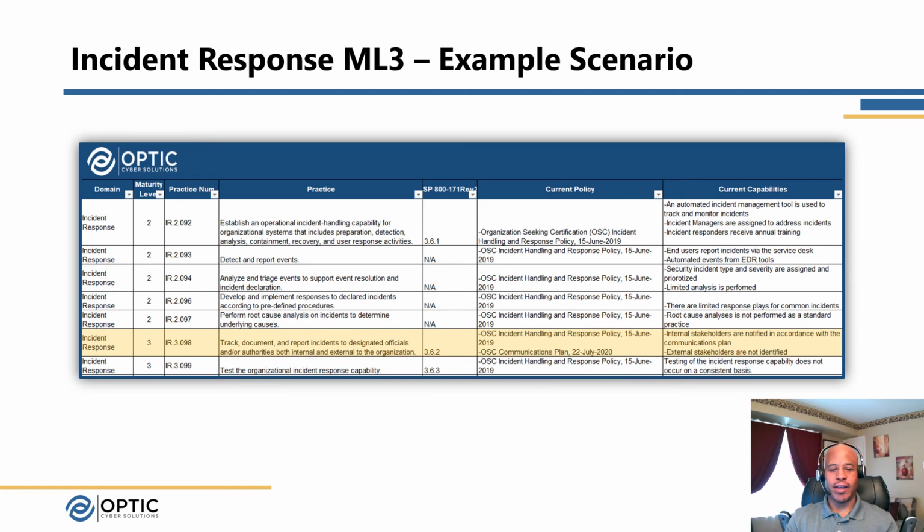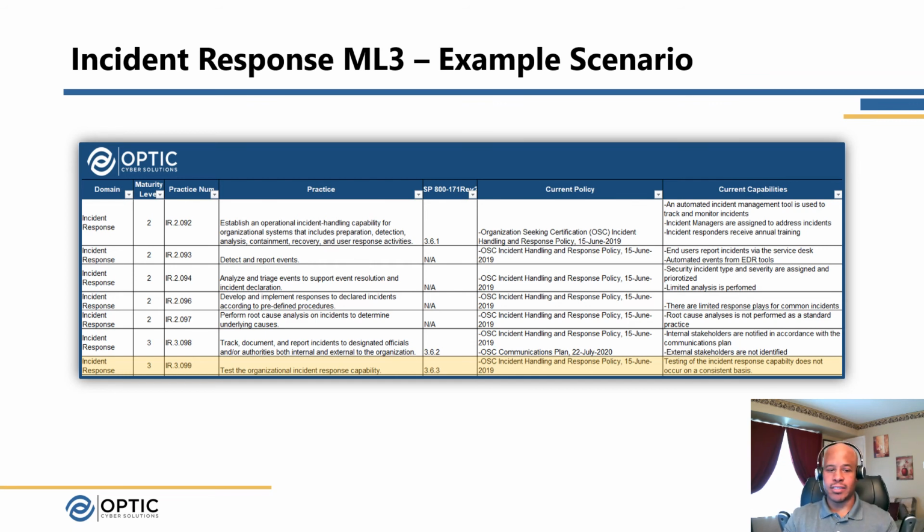The next practice is around tracking, documenting, and reporting incidents to designated officials. In this case, it looks like they have both the incident handling and response policy as well as a communications plan for the OSC dated 2020. It looks like internal stakeholders are notified in accordance with the communications plan, but external stakeholders are not defined. And finally, we have testing organizational incident response capability. In this case, the organization does not test the incident response capability on a routine basis. That's just a quick walkthrough of this scenario at a high level.